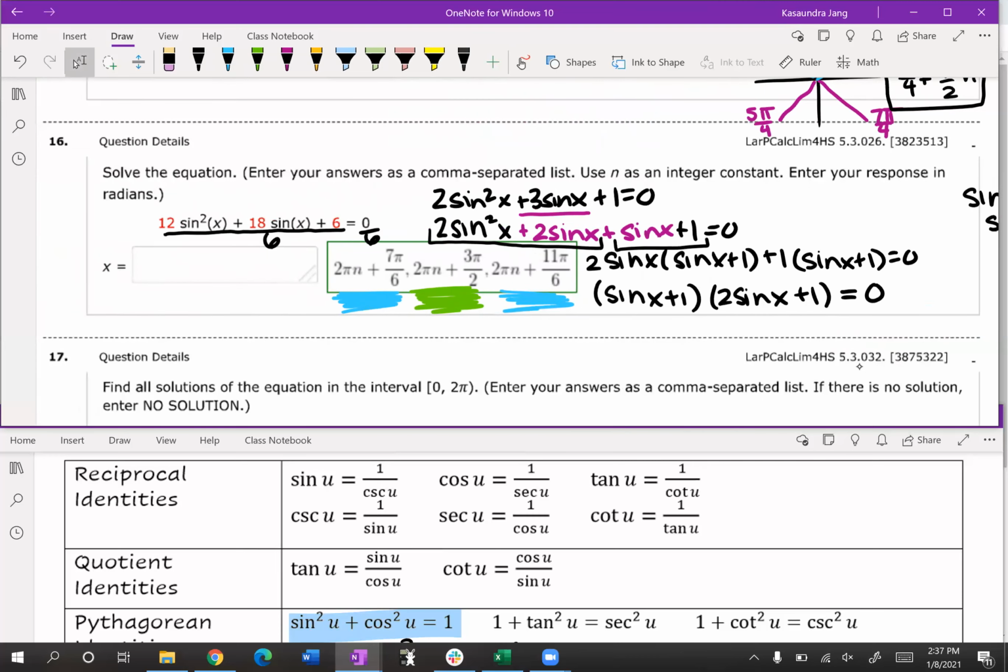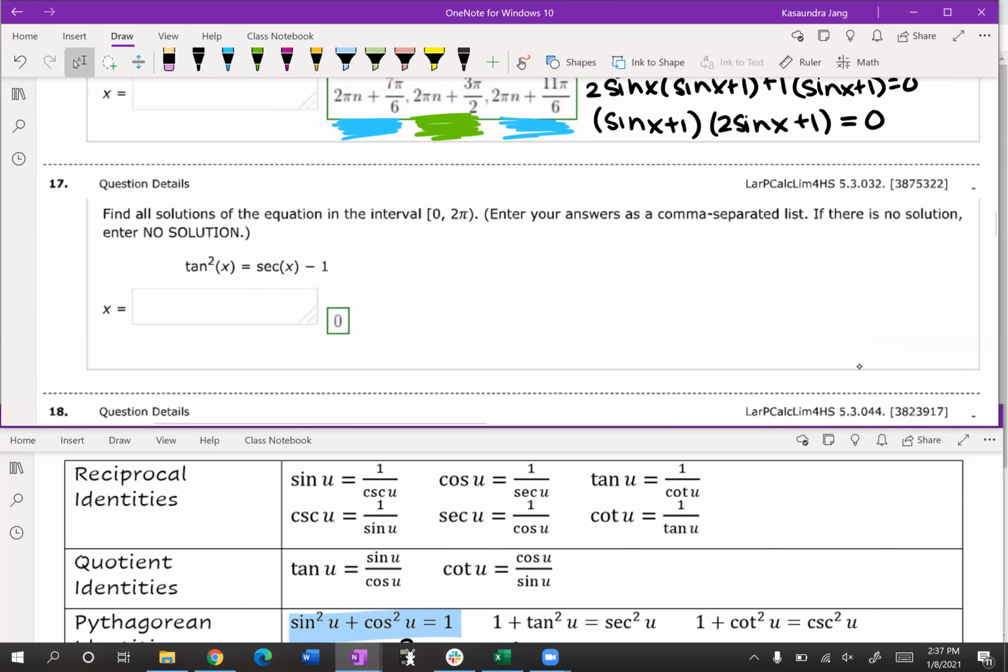Okay, let's go to number 17. Find all solutions of the equation in the interval 0 to 2 pi. Okay, so this one, if we are going specifically from 0 to 2 pi, like one rotation around the unit circle, I'm not going to have any more of the ends that I had on the previous problem. Those are going to be gone. It's just going to be the one solution that I got in my unit circle.